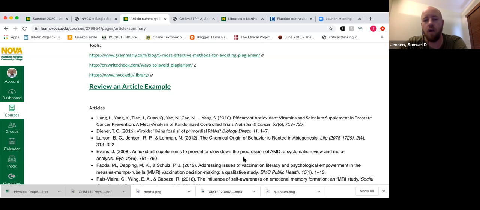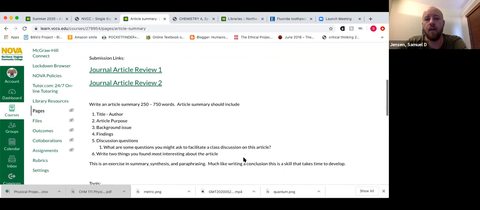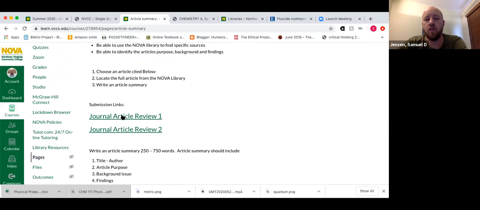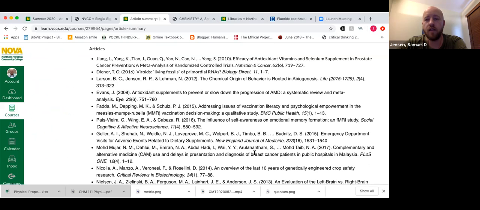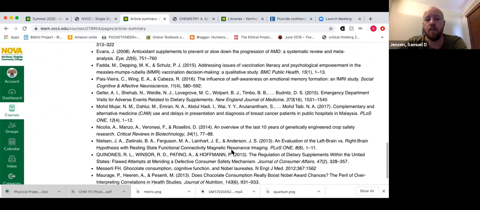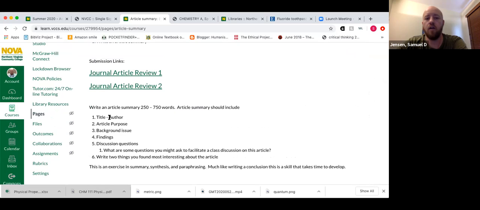Just pick one and do a summary of that one article. That article summary will be in a Word document that you'll submit under Journal Article Review 1. Then you'll pick a different journal article the second time around, read the second article, and write a short review. Again, include the title and author or the full citation, what is the purpose of their research, what are the background issues they're looking at, what did they find, and then the discussion questions.